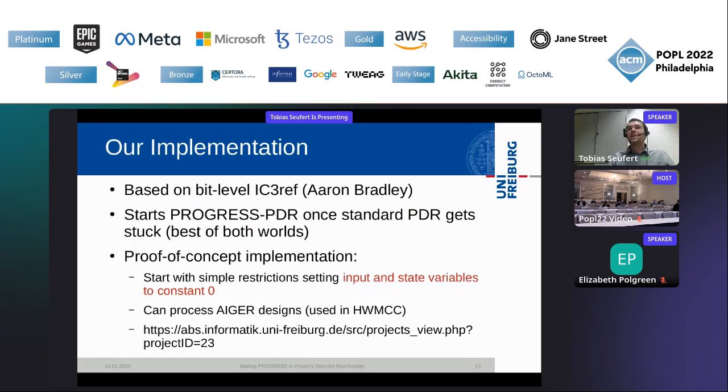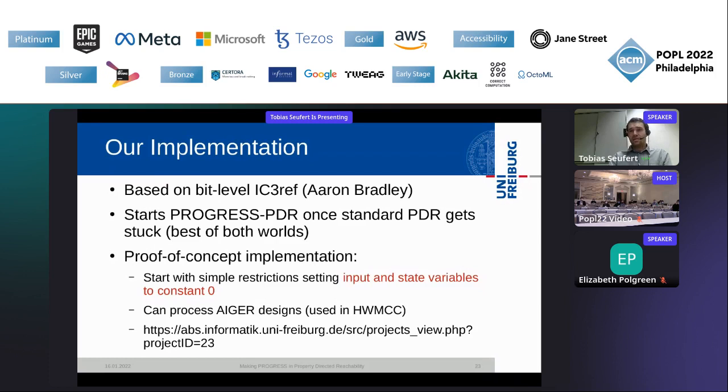And okay, so now to be more practical, I'd like to present our implementation here. And this is based on the bit-level, well-known IC3 reference implementation from the original author, Aaron Bradley. And what it does is it really combines this progress PDR approach with a standard PDR engine to get the best of both worlds. And we really start progress PDR and impose restrictions once PDR gets stuck, which means that it's not able to advance anymore with new time frames. And well, this is really a proof of concept implementation here.